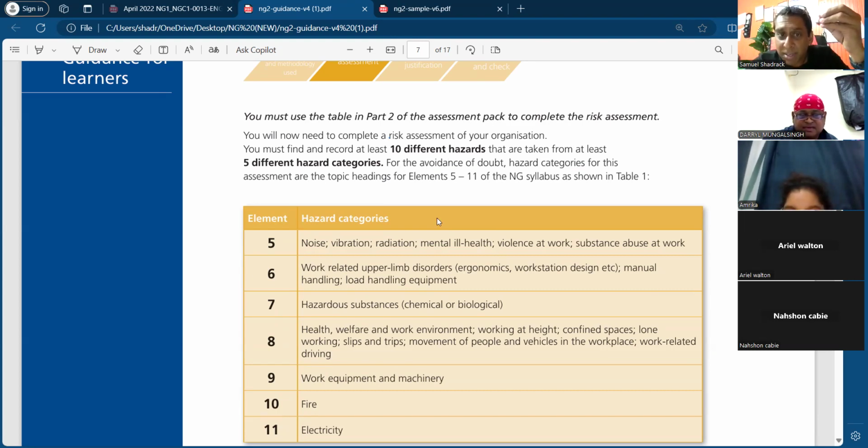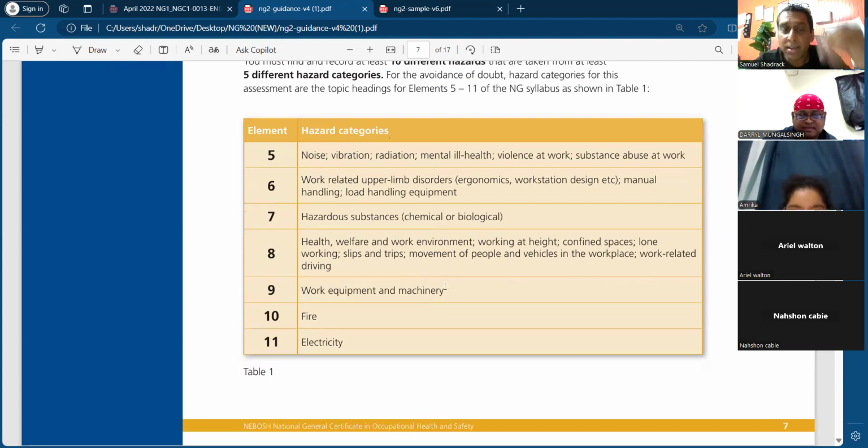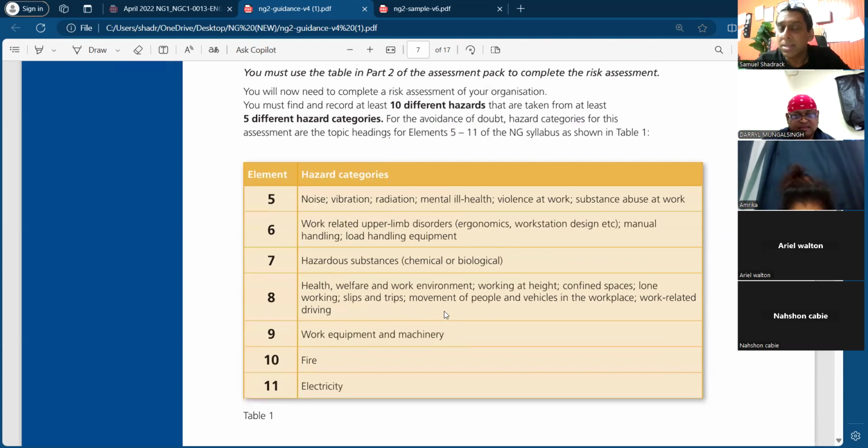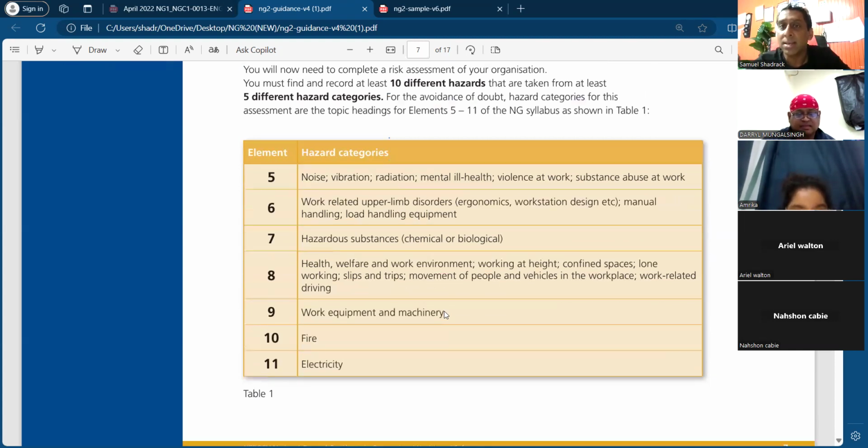are the topic headings, and can be found in table 1, and this is table 1 here. Look at here, table 1. For the avoidance of doubt, hazard categories for this assessment are the topic headings, and can be found in table 1 here. But nobody should put a weird heading, right?